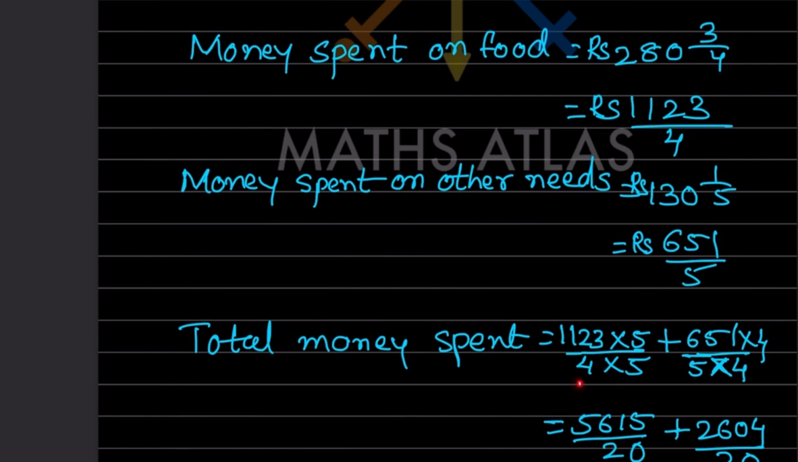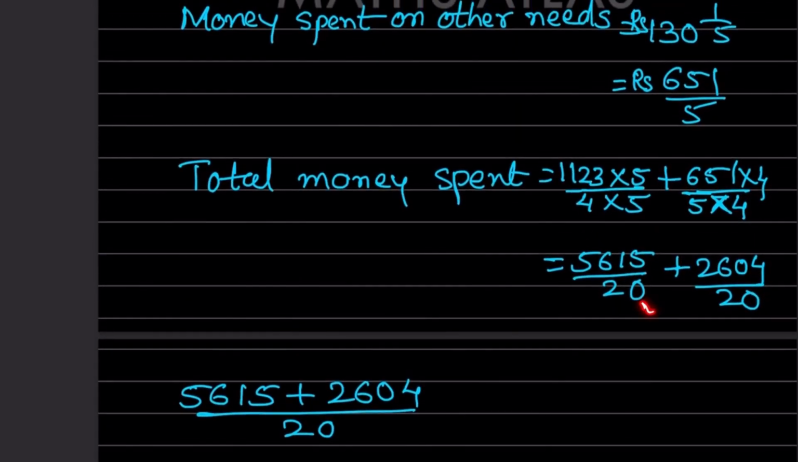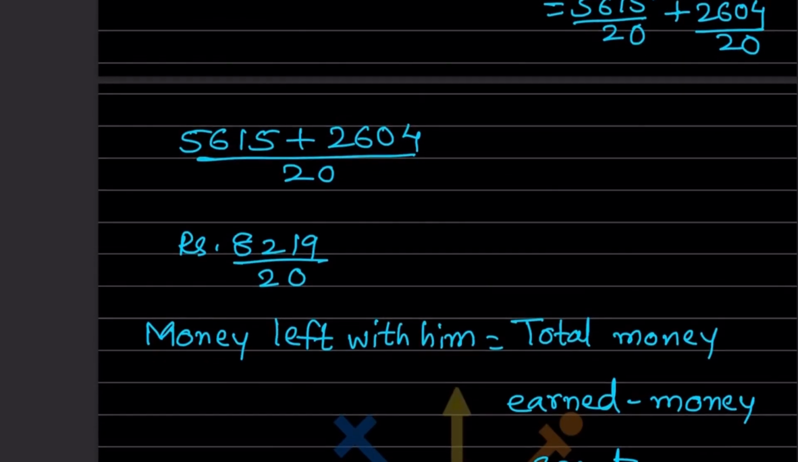Now what you can see, this is 4 and this is 5, isn't it? So first thing you have to make the denominator the same. So what are you going to do? The LCM of 4 and 5 is 20. So here 4 5s are 20. Since you have multiplied this by 5, this also should be multiplied by 5. 5 4s are 20. Since you have multiplied this by 4, this also should be multiplied by 4. Then when you multiply this, you get 5615 by 20, and this will be 2604 by 20. So now the denominator is the same, so you write it only once and add the numerators. So your answer is 8219 divided by 20.